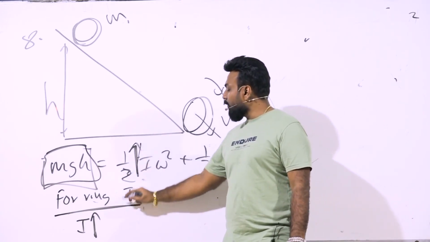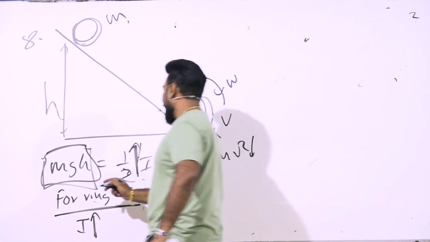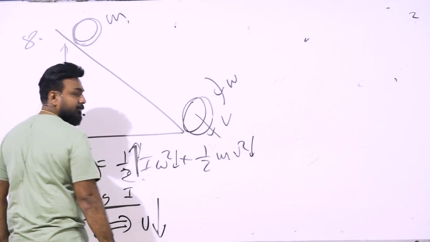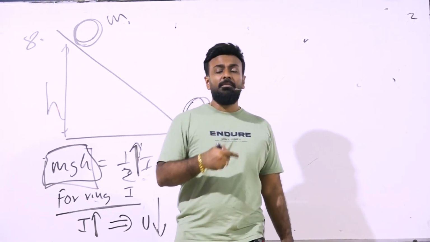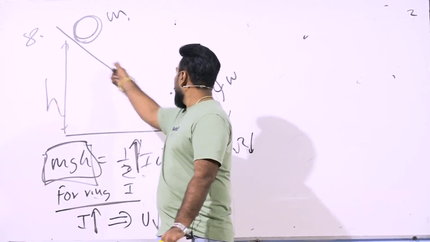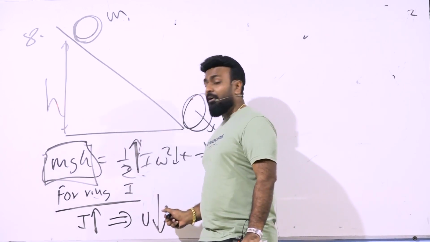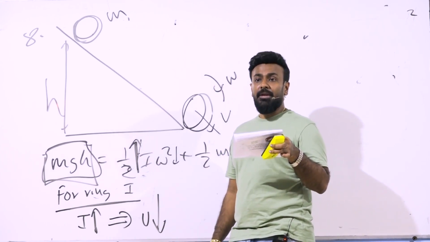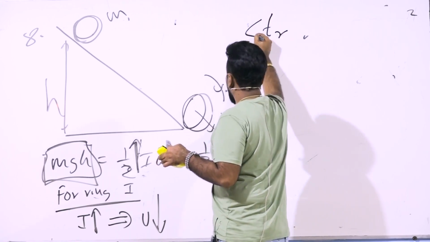But I is greater for the ring, and omega is lower for the ring. V is lower for the ring. When I is greater and the left side is the same, V is lower for the ring. Velocity lower for the ring means it comes to the bottom slowly. It takes more time. Which will come to the bottom quickly, and which will come to the bottom at the end? The ring, because it has the lowest velocity. I'm asking about the time periods. Ring will come last. Time for the ring is the greatest.